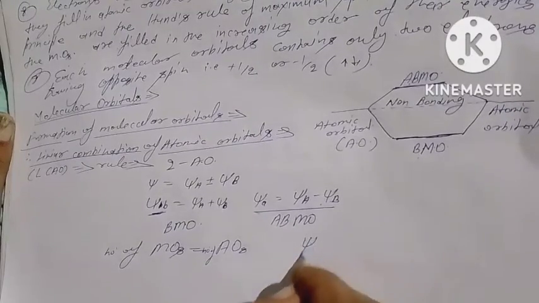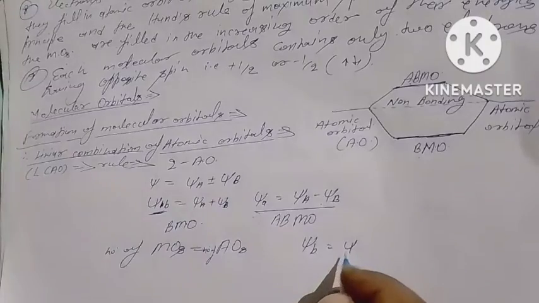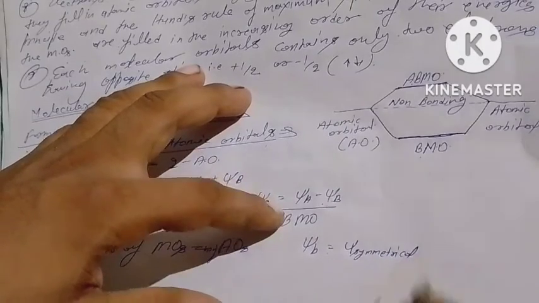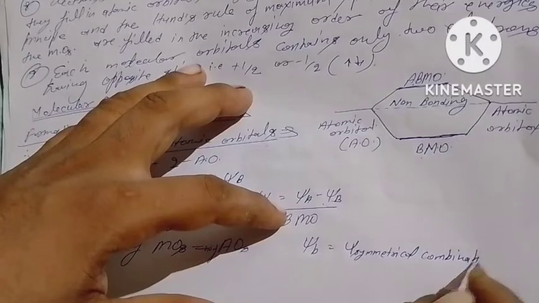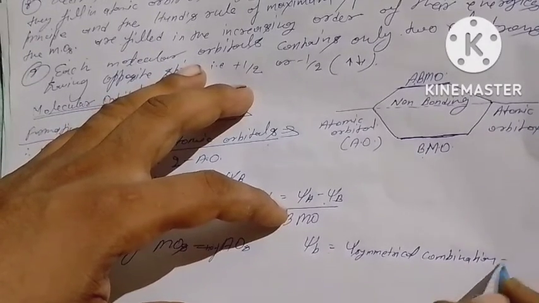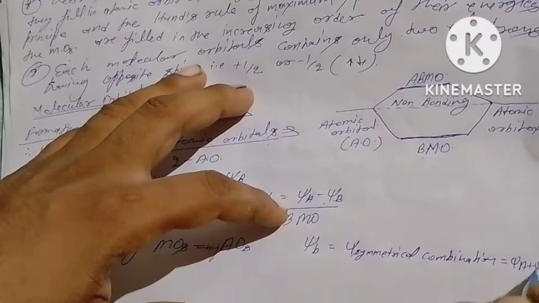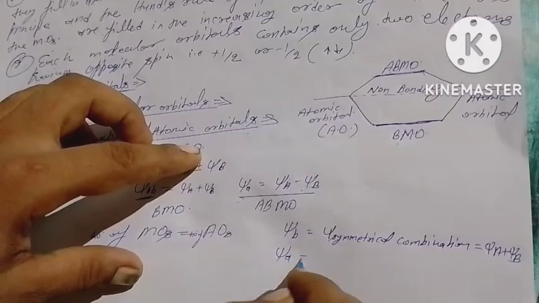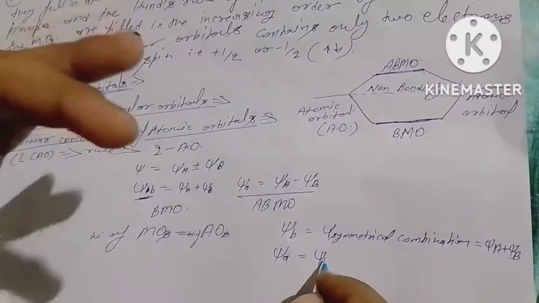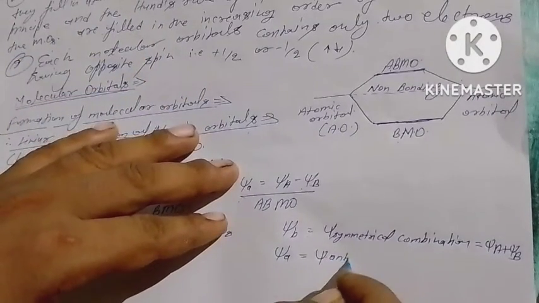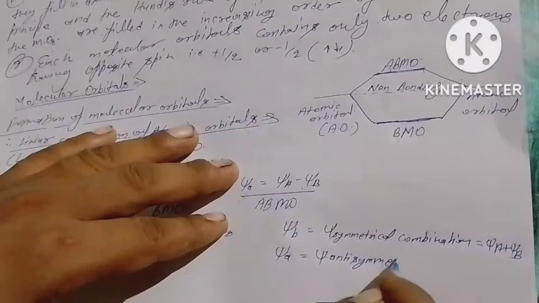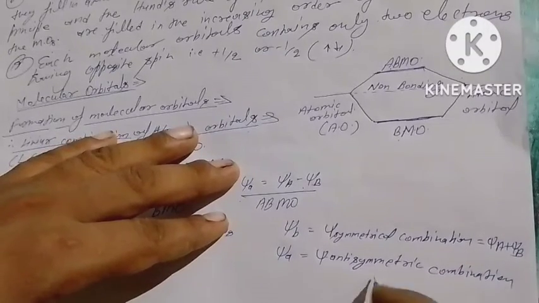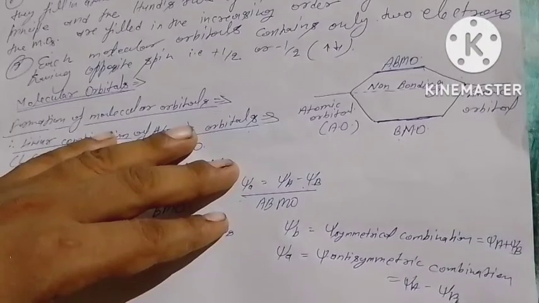psi B equals the symmetric combination, psi A plus psi B, and psi A equals the anti-symmetric combination, psi A minus psi B.